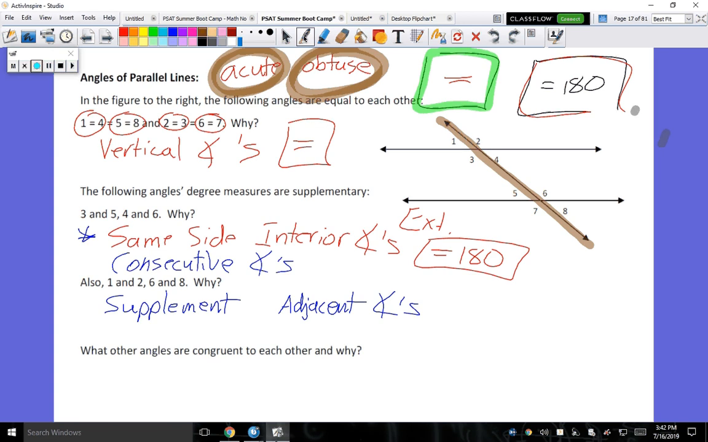3 and 6. Sorry, I gotta put that real quick. 3 and 6, yeah. So 3 and 6. And are they equal or equal 180? They're equal, duh, I just said it, congruent. And what are they called? Alternate interiors. No worries. Alternate interior angles.